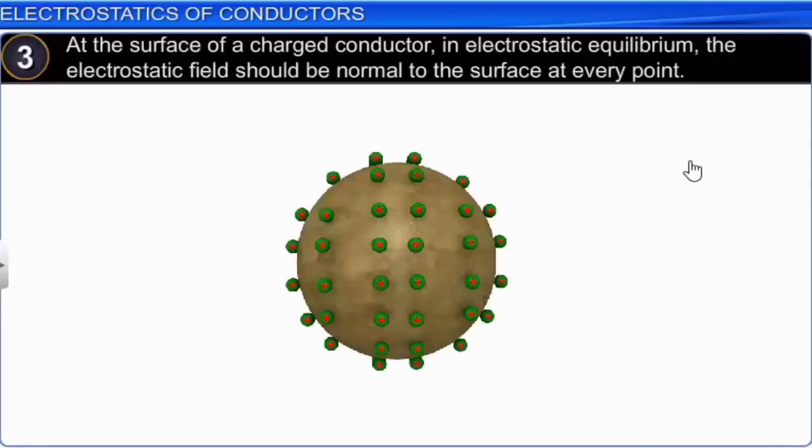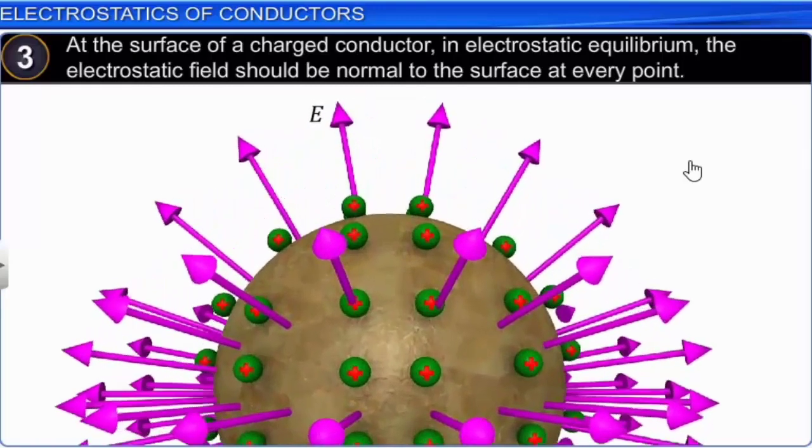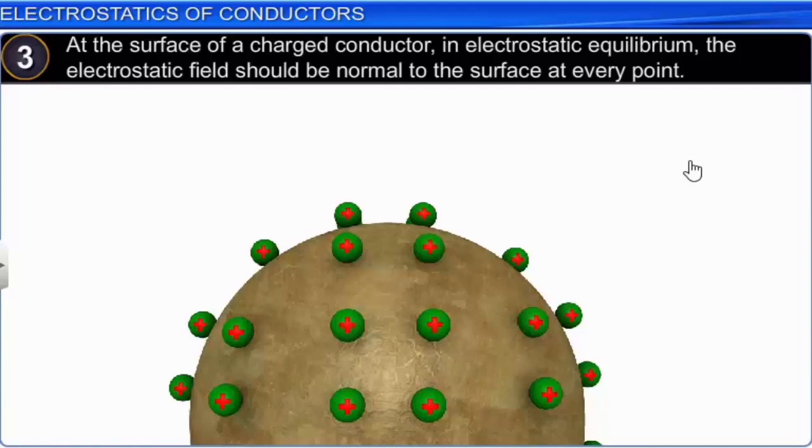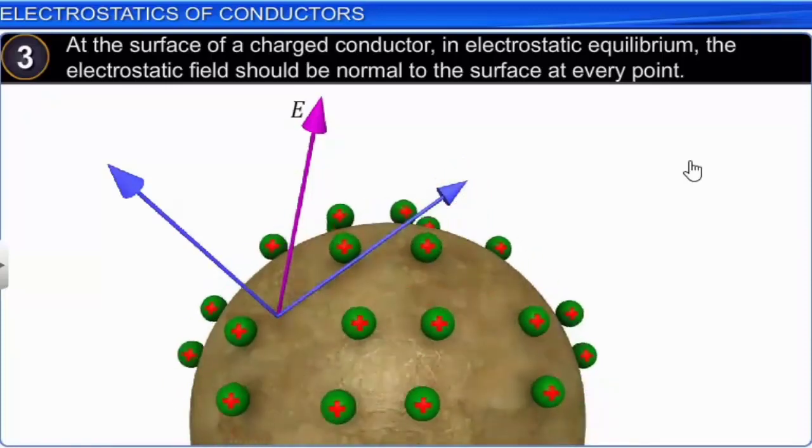3. At the surface of a charged conductor, in electrostatic equilibrium, the electrostatic field should be normal to the surface at every point. To prove this, for a conductor in electrostatic equilibrium, let us assume that the electric field E due to the charged conductor is not normal to the conductor but is directed as shown. In that case, it will have a component parallel to the surface of the conductor. Then, the free charges on the surface would experience some force and move along the surface.